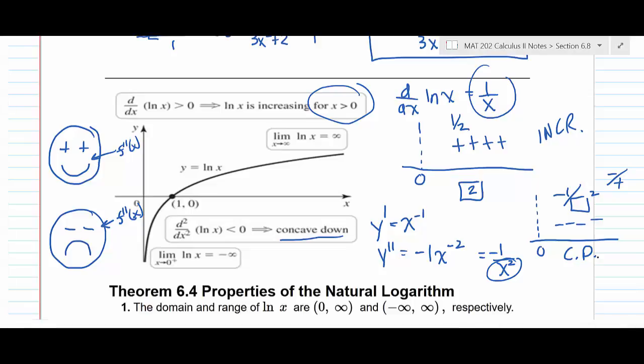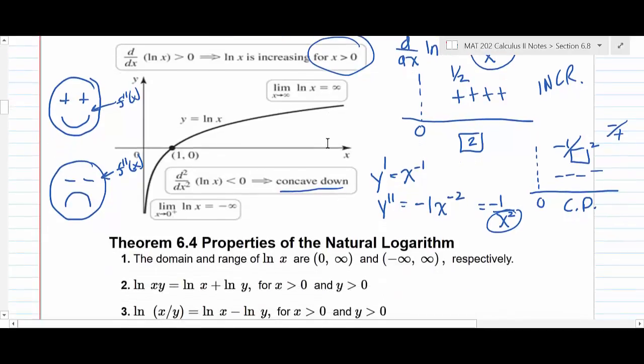Okay? So that's just kind of a quick review of stuff you did in Calc 1, how you can figure out where things are increasing and decreasing without looking at the graph. Okay, so that's the idea. Any question on that? You guys remember that okay? Reasonably well? Okay. All right.